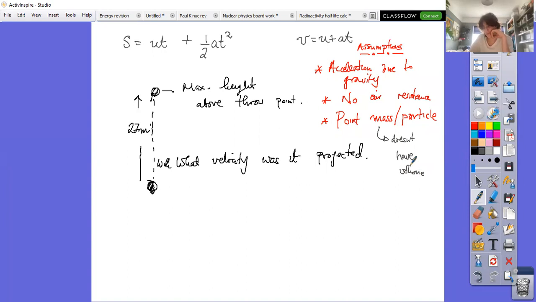Okay, so there we go. The maximum height above the throw point is 27 meters. With what velocity was it projected? Do you want to have a try at that? Now, you can take g as being equal to 9.8 newtons per kilogram. Do you want to have a go at that one?